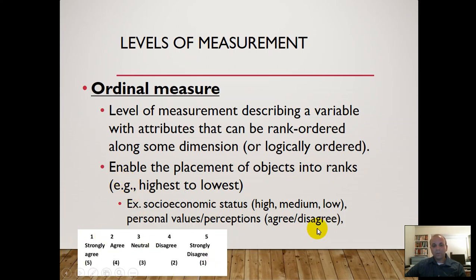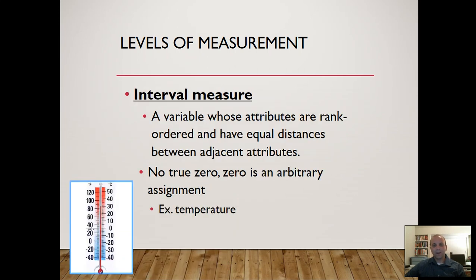So things get rank ordered on some dimension, some degree. Now, interval level measure. These are variables whose attributes are rank ordered, similar to the ordinal measure we just talked about, but there are equal distances between them. We can assess the distance between, okay? There is no true zero, though, in an interval level measure, and a zero is an arbitrary assignment. So let's say temperature is generally used in this type of example, okay?